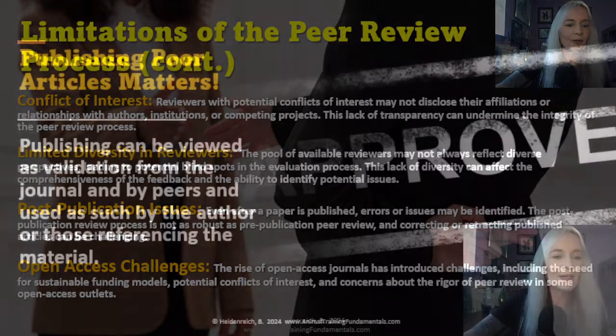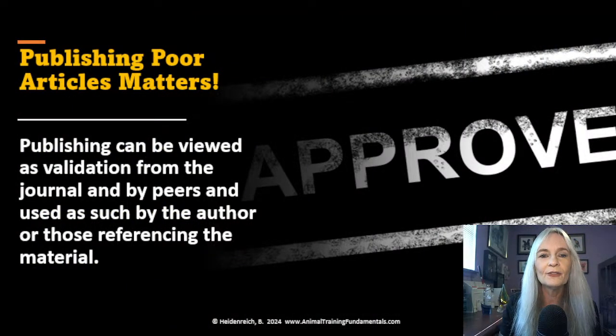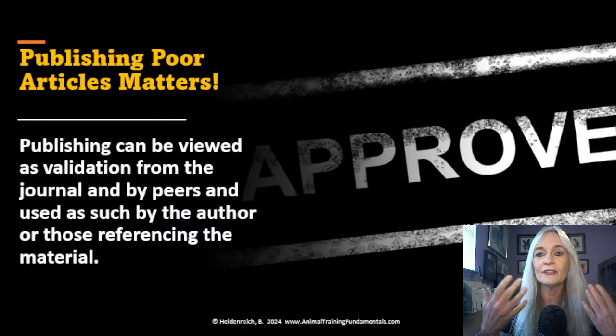But the bottom line is that publishing a poor article matters, right? Because once it's out there, it can be viewed as validation, right? So it got published. So does that mean the journal and the peers validated it? They said it was A-okay. And now that author is going to say, yeah, I'm cool. It got validated, and they can use that as validation for their information, and somebody else might reference it as valid material. And so this is where we've got to be careful, right?